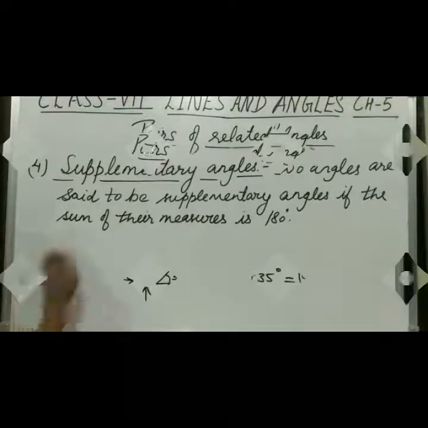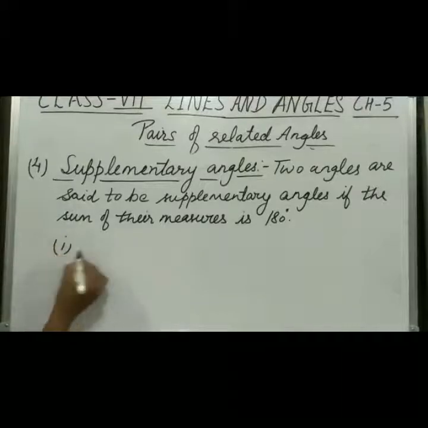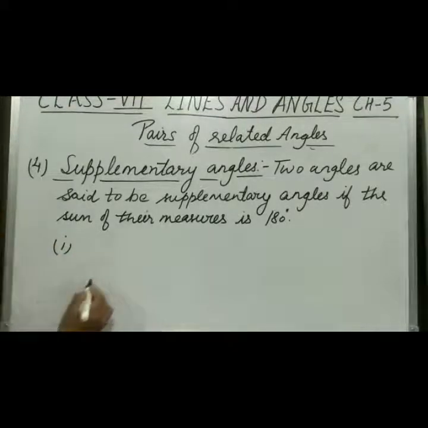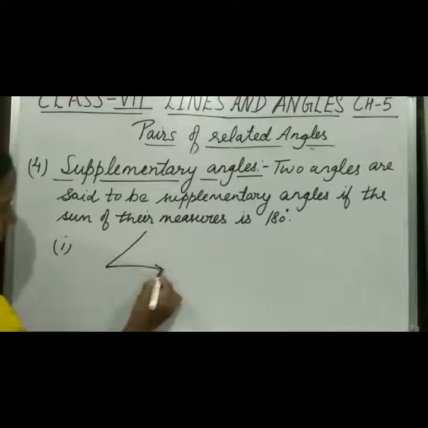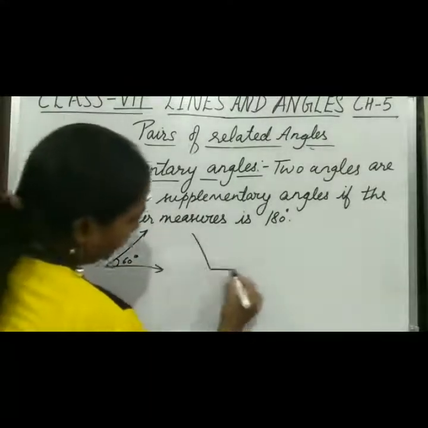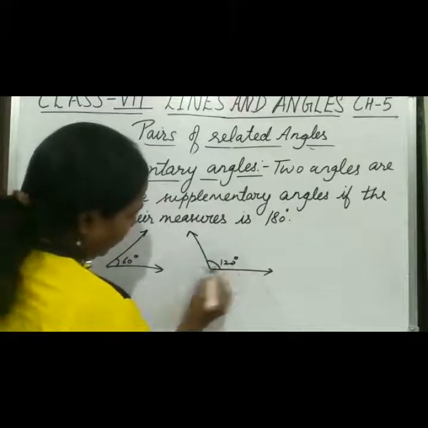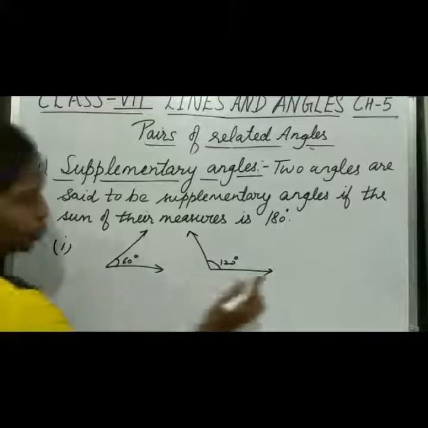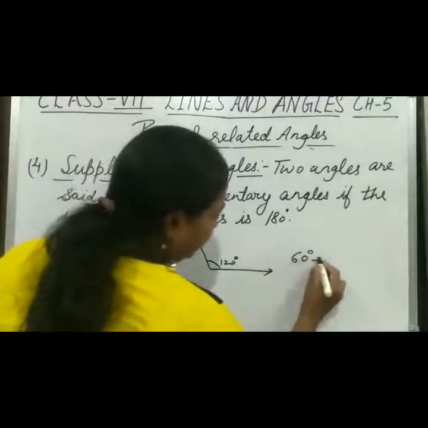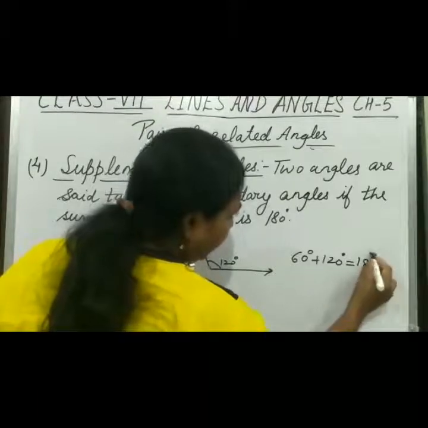Now our next topic is supplementary angles. Supplementary angles. See this situation here. Now suppose I take two angles here. One is 60 degrees and another is 120 degrees. Now what is the sum of these two angles? That is 60 degrees plus 120 degrees. Now the sum here is 180 degrees.